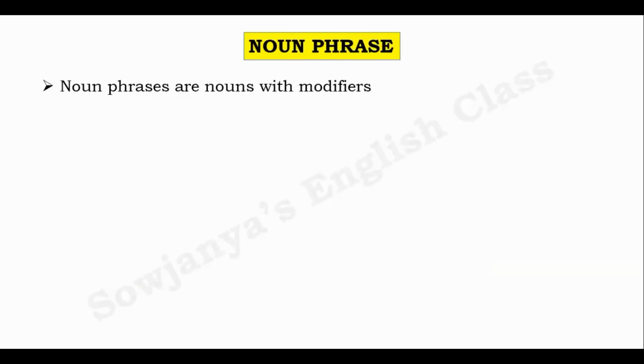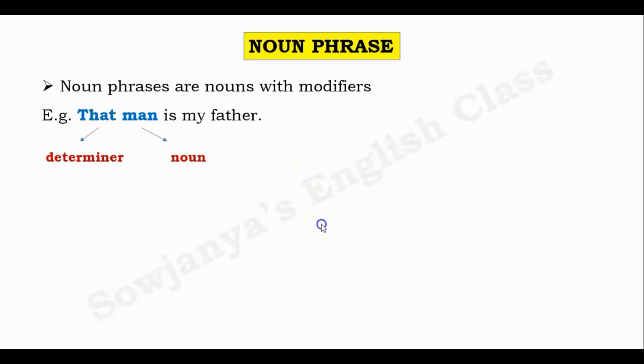Noun phrases are nouns with modifiers. Example, that man is my father. Okay? And here, "that" is a determiner and "man" is the noun. So, that man is my father. "That man" is the noun phrase here.